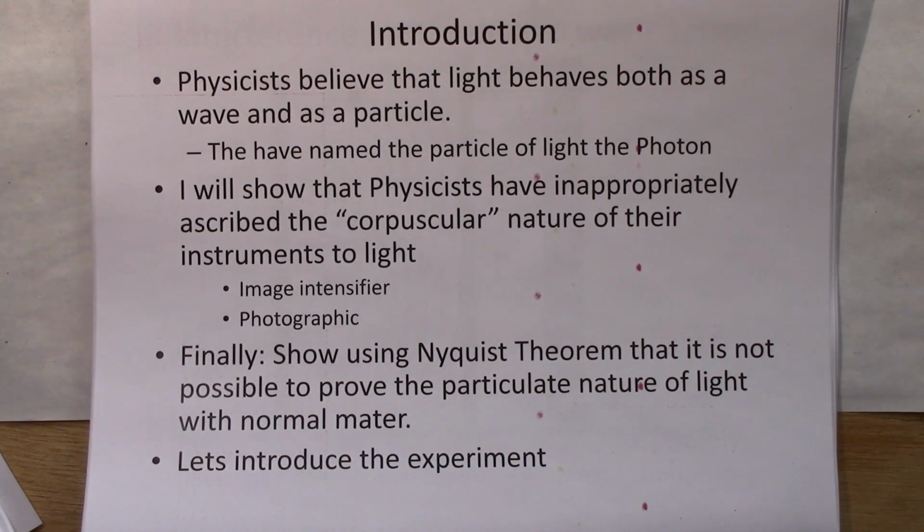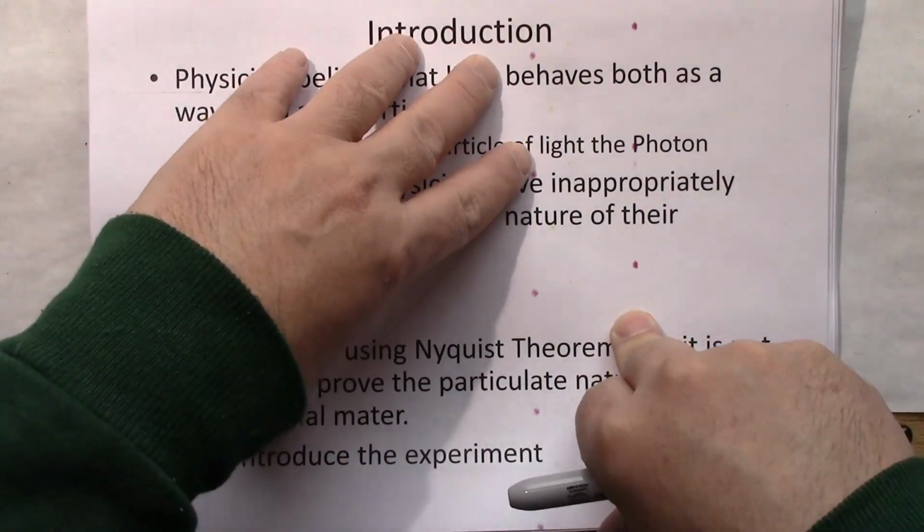And I'm going to show that for both the image intensifier version of the experiment as well as the photographic version of the experiment, using Nyquist theorem, it's not possible to prove the particular nature of light using normal matter. So first, let's introduce the experiment.